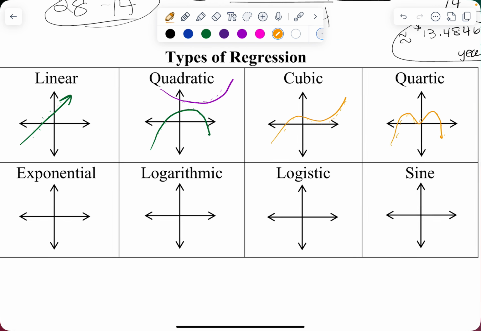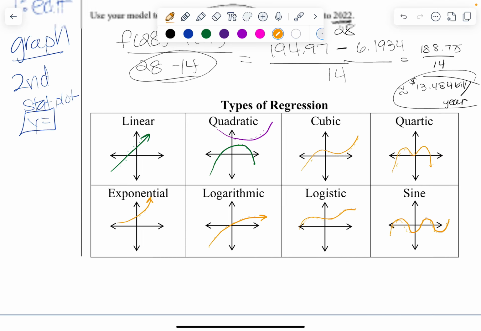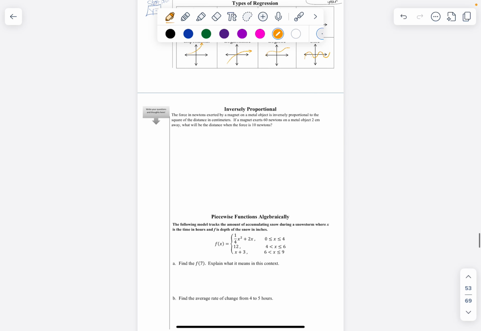Something that's exponential is going to go really steep as we increase, like this. Something that's logarithmic is going to go flat as we increase. Something that's logistic is going to look like this. And then the sine wave goes back and forth around the x-axis. All right, let's go to the next page.